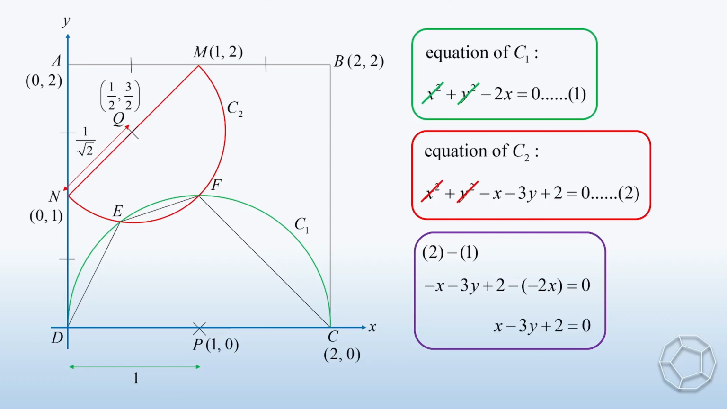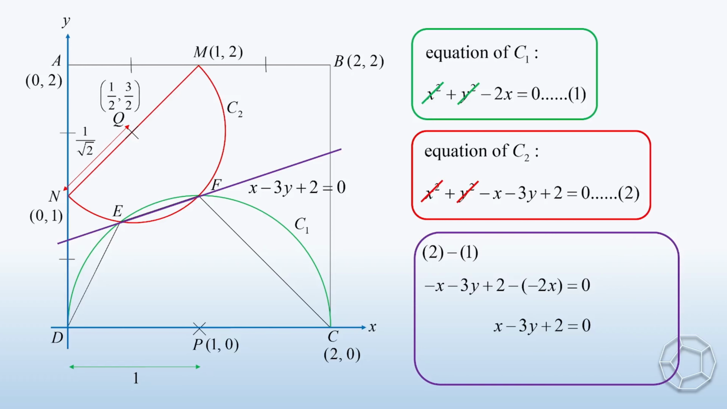Actually, it is the equation of this purple line. Why is it the case? Because solving the simultaneous equations means that we find the points of intersection. In other words, it is the equation of the chord EF. Now, we make x the subject and call this equation 3.